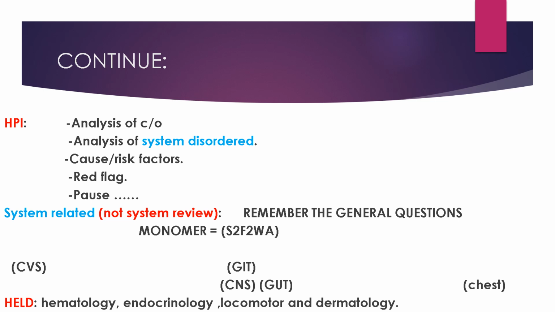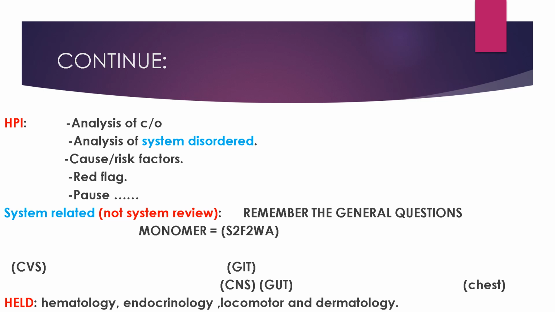There will be a history of present illness. In the history of present illness, you can also make an analysis of the complaint and an analysis of the system disordered. You can ask about the cause or risk factors, and you can ask about red flags, and we will talk later on about the red flags. By red flags I mean the symptoms and signs that can make you raise concern about serious illness. Then have a pause after the history of present illness, and in this pause, you have to say something. We will discuss this later on, and then start the system related review.